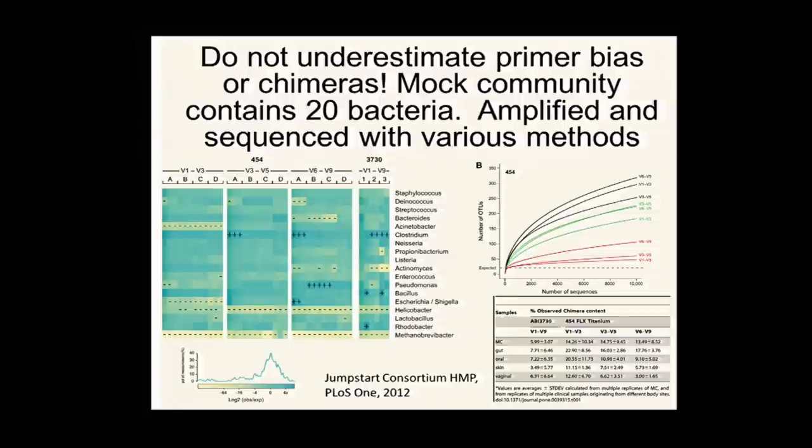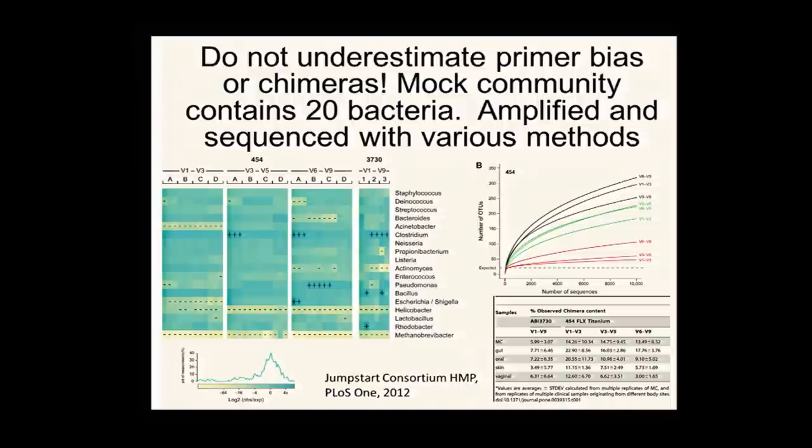Now, this was done a few years ago when we were still exploring Sanger sequencing versus 454, although the results are fairly similar even with the Illumina platform. What you can see is that although I've told you that these are primers that are in the conserved regions, they don't actually amplify all of the bacteria similarly. So you can see the methanobrevibacteria are underrepresented. Some genera, like the Pseudomonas or the Clostridium, in these primer-specific ways are overrepresented.